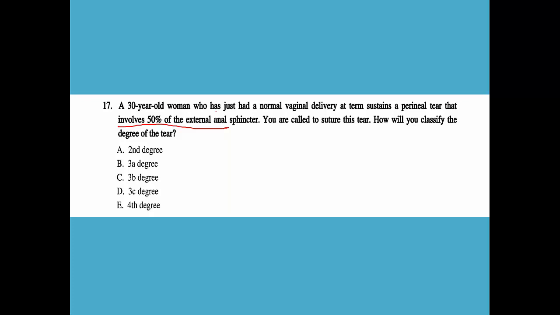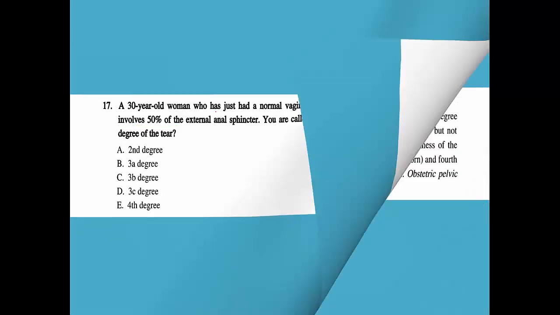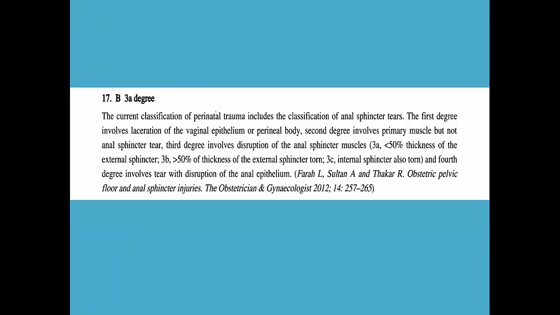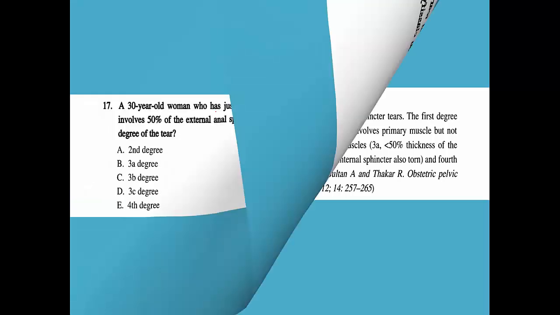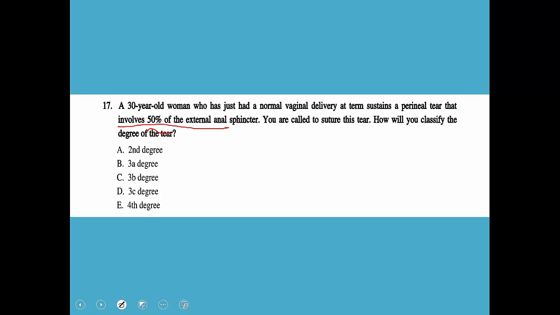If there's any doubt differentiating between 3A and 3B, you choose the highest one. This is very important here. If it is 50%, you should choose 3B. So what is the answer here? This is a wrong answer because, according to the guideline, if this is a recall question, and the tear involves about 50%, you should choose the highest grade. Agree with me?